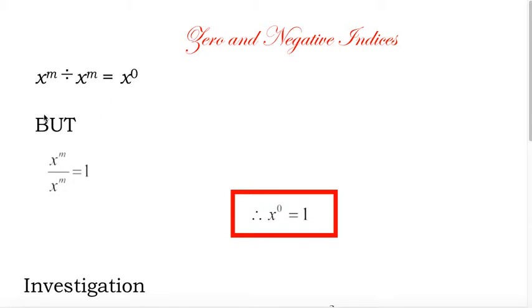However, I also know that I could write this question as a fraction. So I could write it as x to the power of m over x to the power of m. And we know already that anything over itself is equal to 1. So if I have 2 over 2, I know that's 1. If I have x over x, I know that's 1. So x to the m over x to the m is also 1.